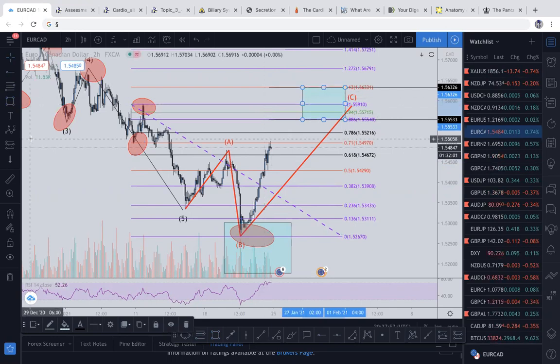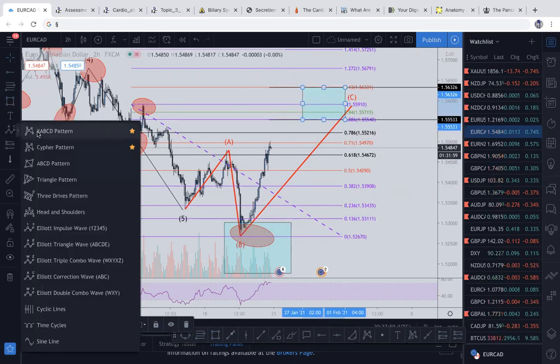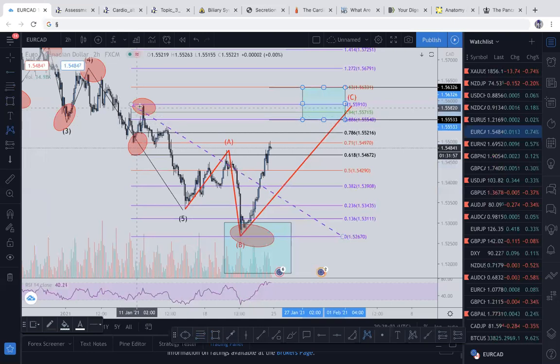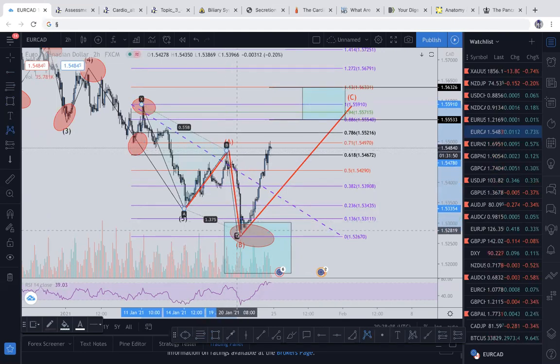Now you can pick your harmonic pattern, the X, A, B, C, D pattern. X, A, B, C, and a D.